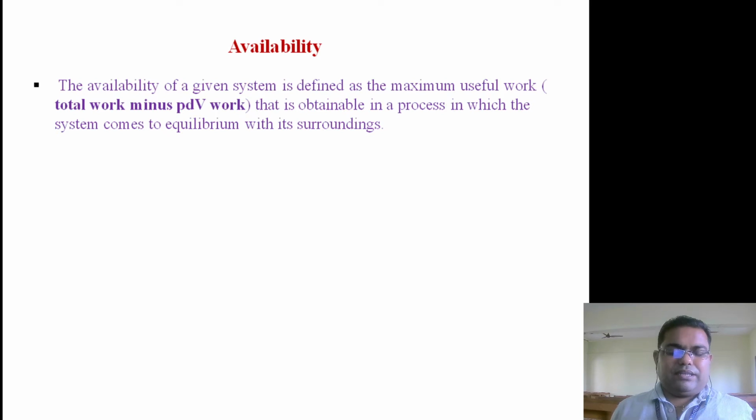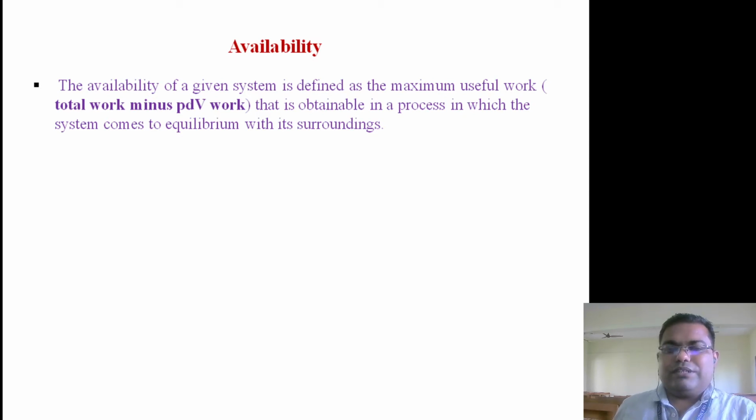If we want to know what the availability is, we have already defined the availability of a system as the maximum useful work. In the case of non-flow, we subtract the displacement work. If it is a flow process, there will be no displacement work. That's why it is written here: the availability of a given system is defined as the maximum useful work, total work minus P dV work, that is obtainable in a process in which the system comes to equilibrium with its surroundings.